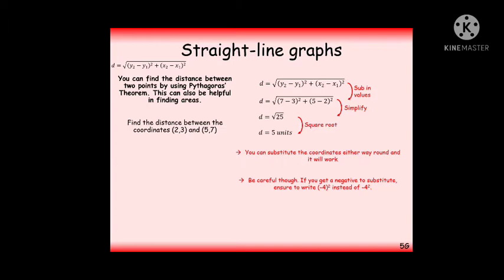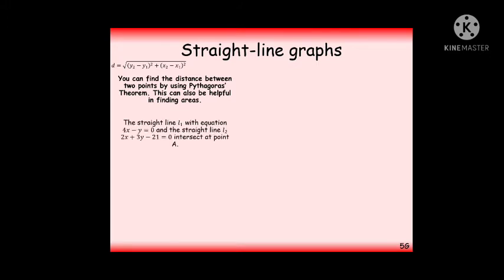Be careful though, if you get a negative to substitute, ensure to write minus 4 squared instead of negative of 4 squared. Okay? Because minus 4 times minus 4 is positive 16, not negative of 4 squared, which gets you minus 16. Okay? So one's positive, one's negative. Just be careful with that. Your calculator will always do indices before subtractions, which is why the bracket is needed in your calculator. The Casio classwiz FX-991EX is a specific one.